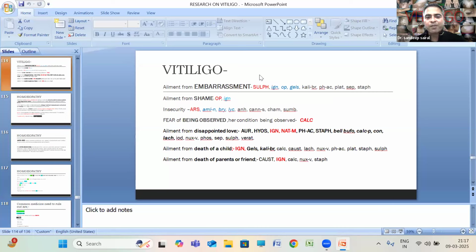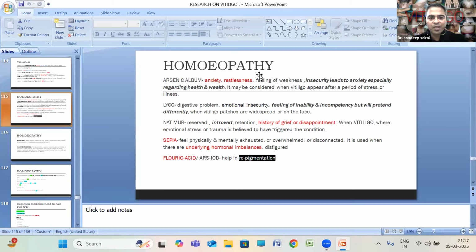Ailments from disappointed love. I will share one case from here. There was a boy in his early 20s. He said that he had a breakup with his girlfriend, and after that he developed vitiligo on the lower abdomen. There can be cases like the death of a child, or the death of the parents or family. These are all major stressful factors.